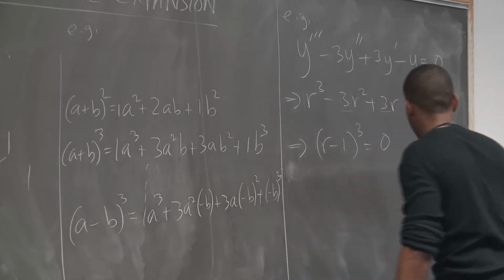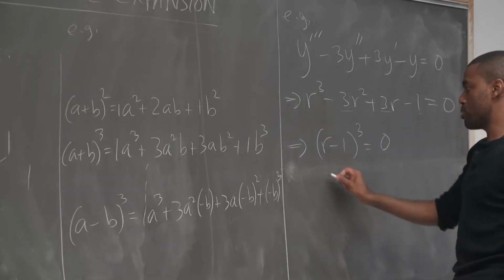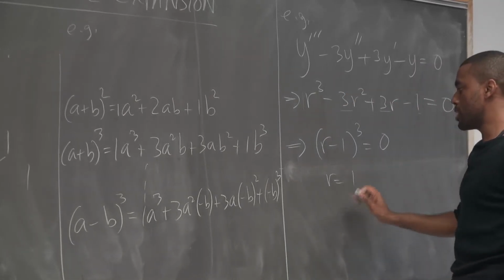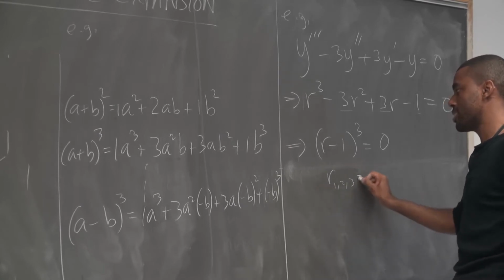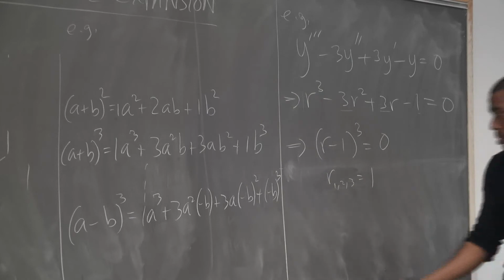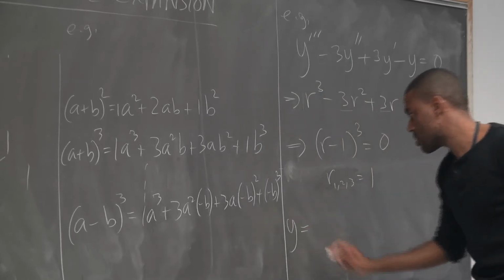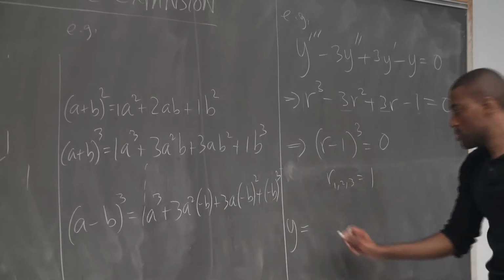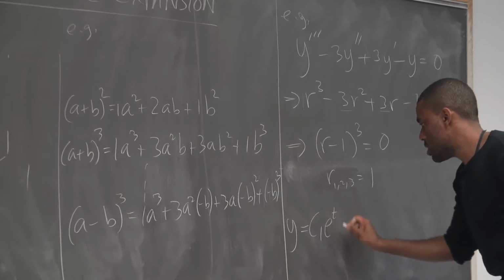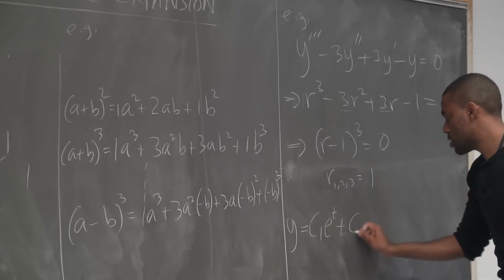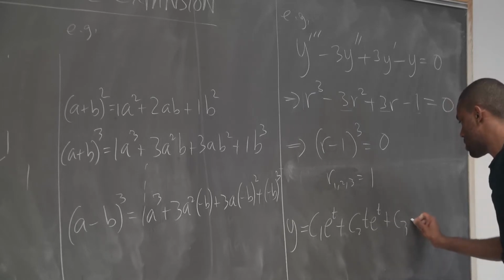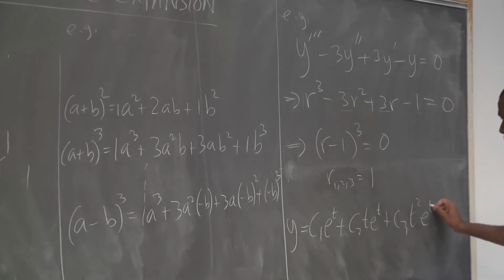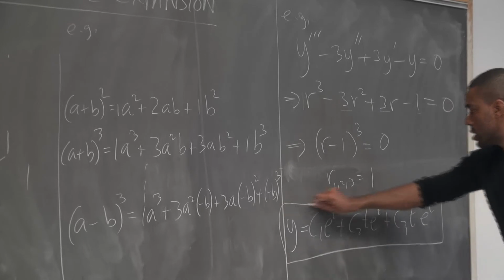Give you another example. So of course this would be r is equal to 1, but in this case it's a repeated root, right? So r1, r2, r3 is equal to 1. So what would the solution look like here? C1 e to the t, plus C2 t e to the t, plus C3 t squared e to the t. Right, that would be the general solution.